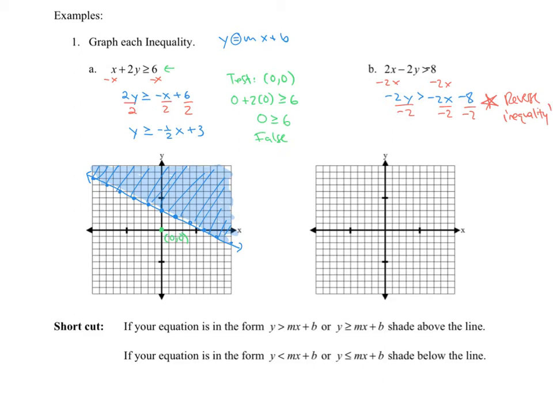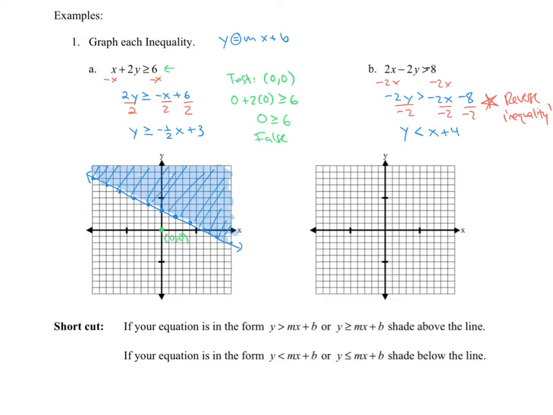So my greater than symbol is going to reverse and become a less than symbol. So I get y is less than x plus 4. And this time, since I have a less than symbol without the line underneath, my line is going to be a dashed line because the points on the line are not going to satisfy the inequality. So when I graph it, instead of doing a solid line, I need to remember to do a dashed line.